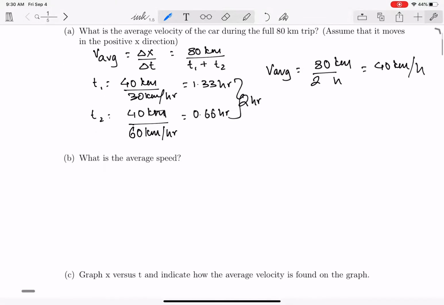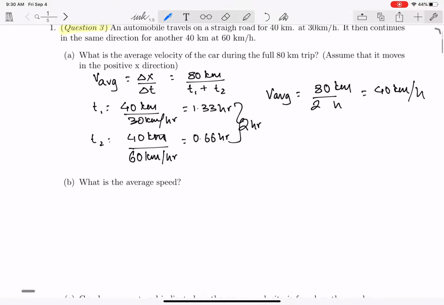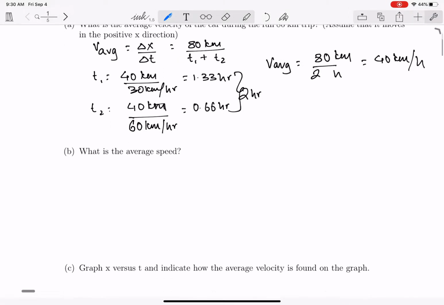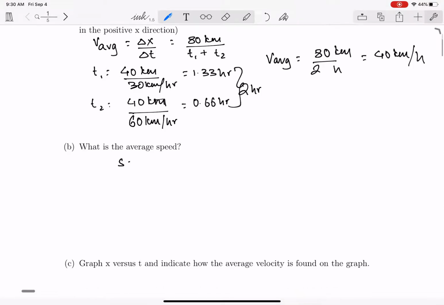What is the average speed? This is just traveling in one direction, so we don't have to do anything else. We know it's going in one particular direction, so speed S is going to be 40 kilometers per hour.